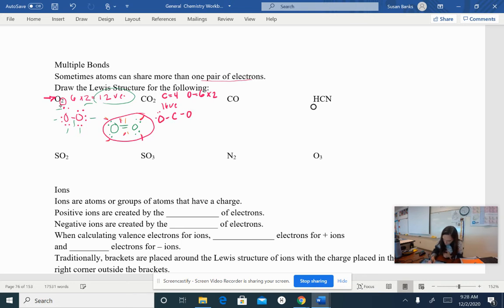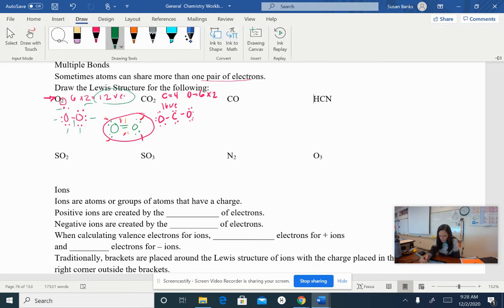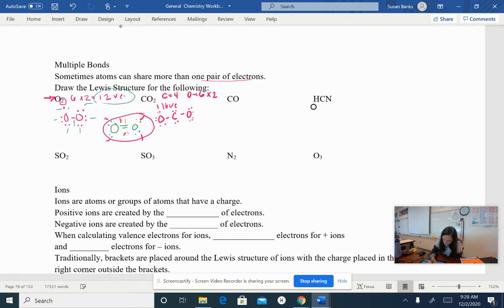So 3 lone pairs or 6 electrons on each of these oxygens to satisfy their octets. Okay, now carbon in the middle has 2 bonds going to it, so that means it has 4 electrons that it can use. So it needs 4 more. So I'm going to put a lone pair on top and a lone pair on the bottom. Okay, let's count these electrons that we're using. I've used 2, 4, 6, 8, 10, 12, 14, 16, 18, 20. I have used 4 more electrons than I really have.